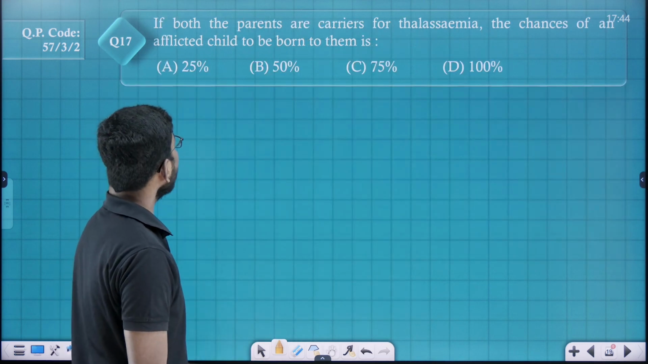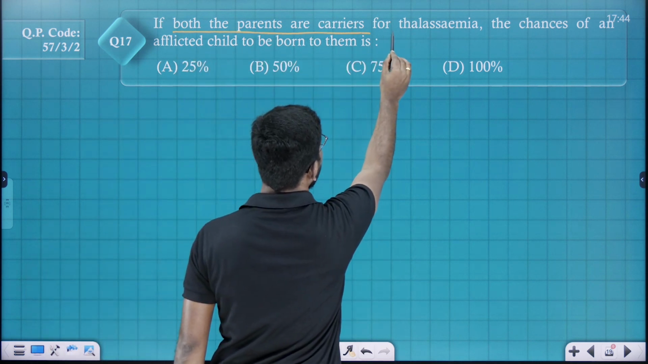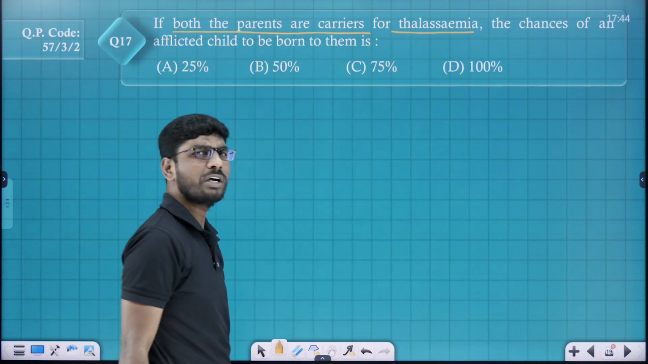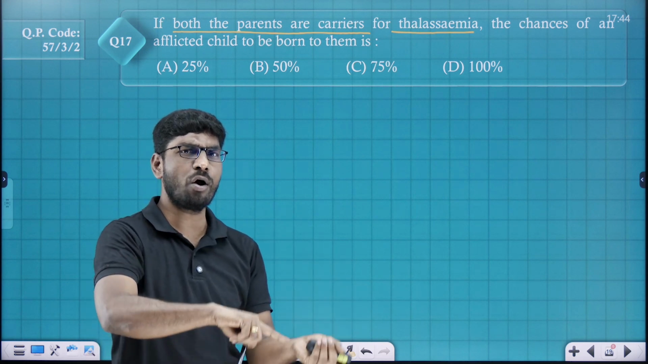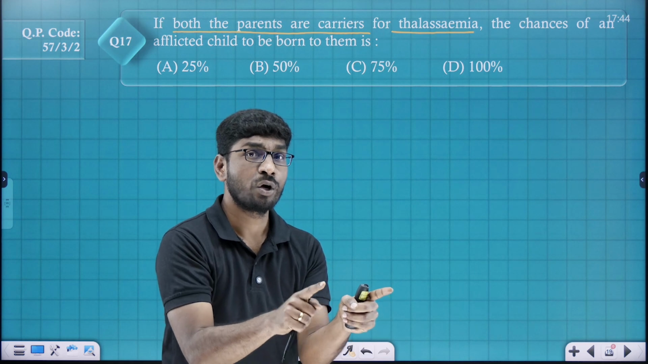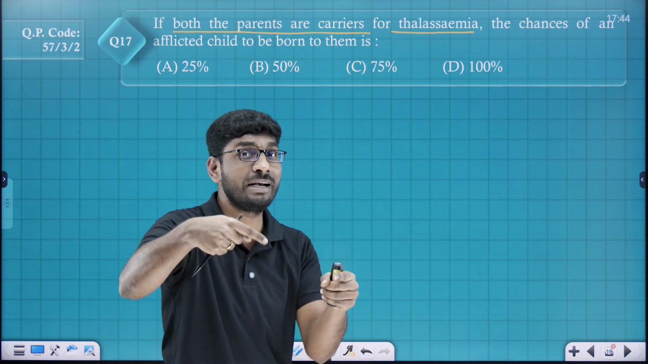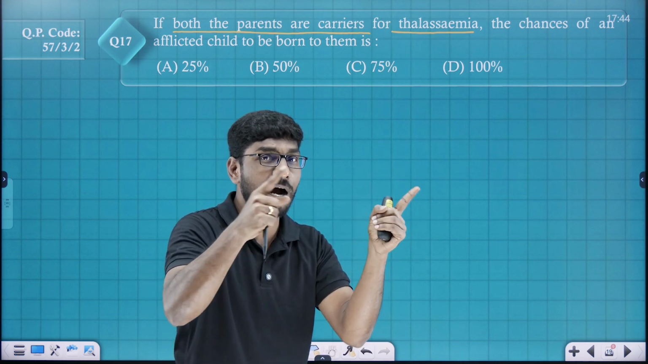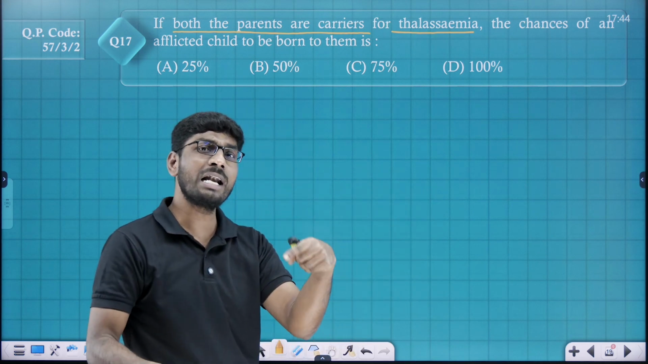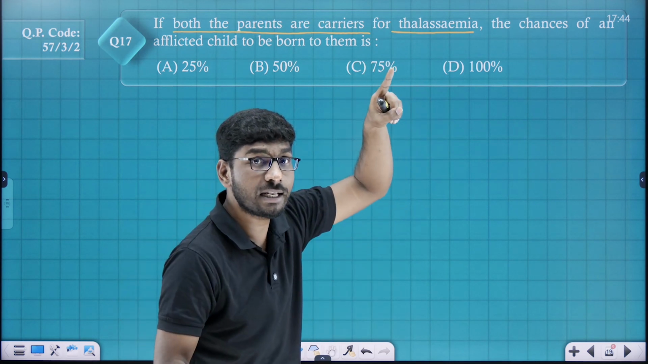Next question. If both the parents are carrier for thalassemia, what is thalassemia? Sex-linked or autosomal? Is thalassemia qualitative or quantitative? It is a quantitative blood bleeding disorder of autosomal recessive. Quality, quantity. Quantity is thalassemia, quality is sickle cell anemia.